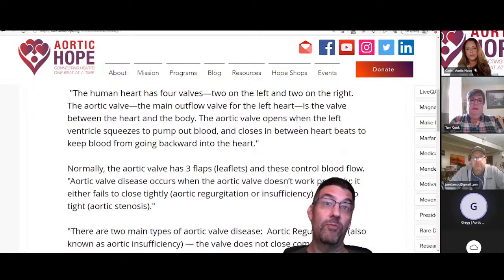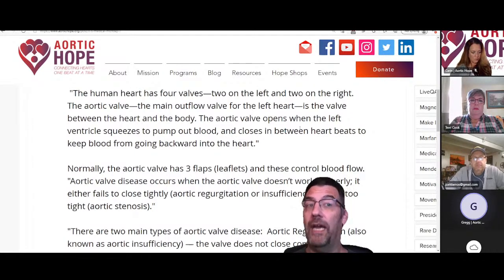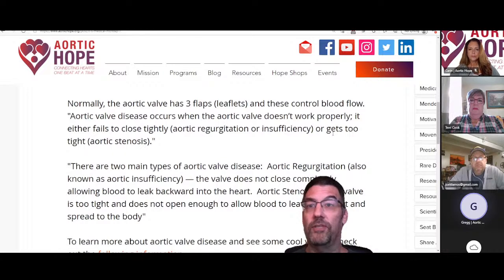Aortic valve disease occurs when the aortic valve doesn't work properly. It either fails to close tightly, which is known as aortic regurgitation or insufficiency, or it gets too tight, which is known as aortic stenosis. There are 2 types of aortic valve disease: aortic regurgitation, also known as aortic insufficiency, where the valve does not close completely, allowing blood to leak backward into the heart. And aortic stenosis, where the valve is too tight and does not open enough to allow blood to leave the heart and spread to the body sufficiently.